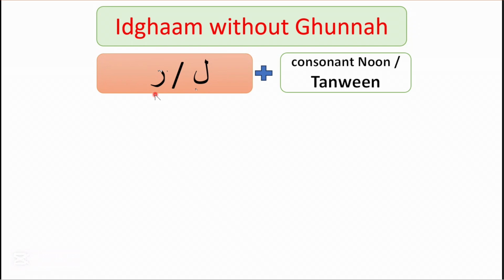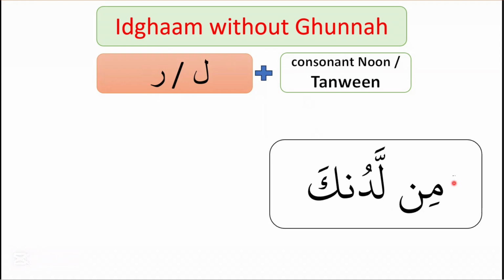So when you find in one word, the first word, the last letter or the last sound is the consonant noon or tanween, and in the following word, the first letter is the letter lam or the letter ra, and you need to read both words together. In this case, you need to apply this rule. So it is important to know that this rule happens only in two words, like here.